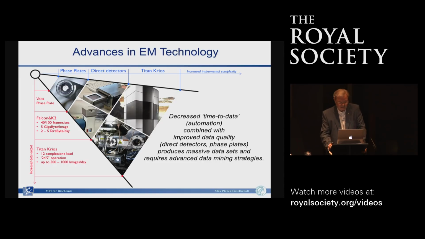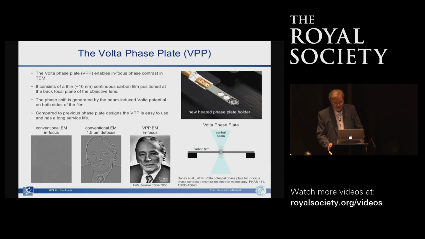Now, I think the direct detectors were game-changing in the sense they have much better detective quantum efficiency. You can collect data in a movie mode, as many of you will know, and we can correct for motions. And last but not least, I would like to mention the faceplate that was developed by Radostin Danev in the lab. A little device that is put in the back focal plane of the objective lens, and it acts similarly to the Zernike faceplate in light microscopy.